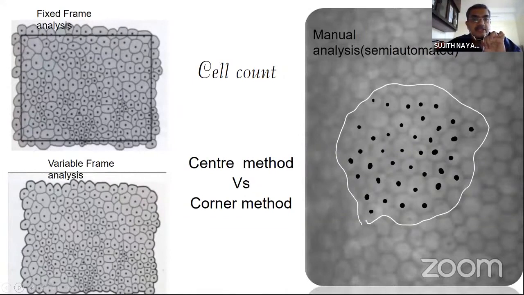It can be either a center method or a corner method. The center method is like, you can see this nucleus which I have marked; from nucleus to nucleus they count, whereas in the corner method, you take the cell corners as the criteria. In most cases they have an automated method. In some cases you can do a semi-automated method: you mark the cells to be counted, and the machine will count the areas you have marked. Next slide, sir.